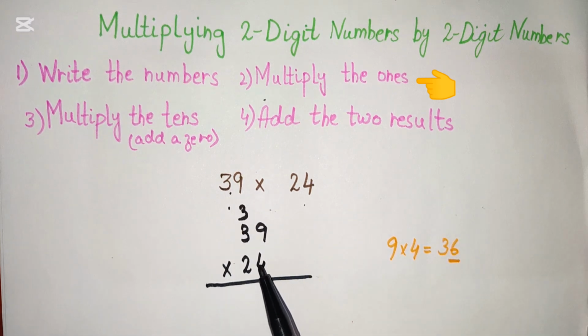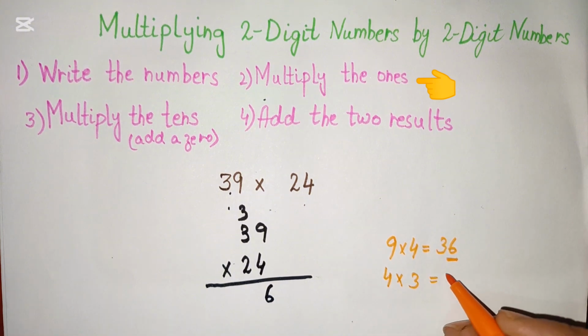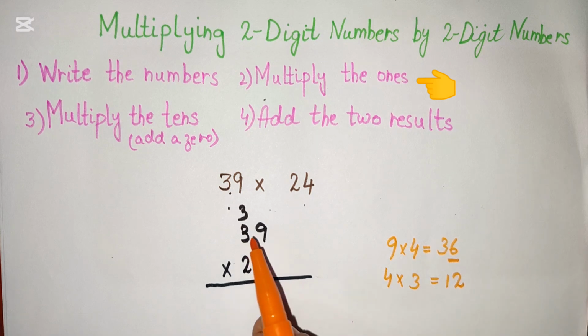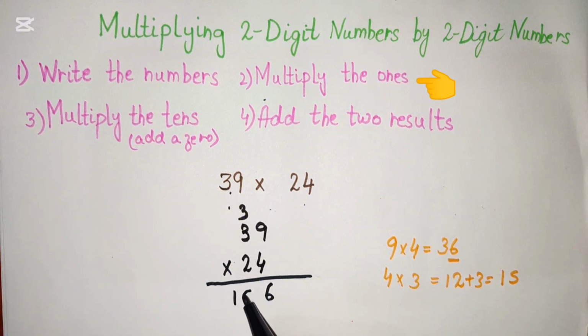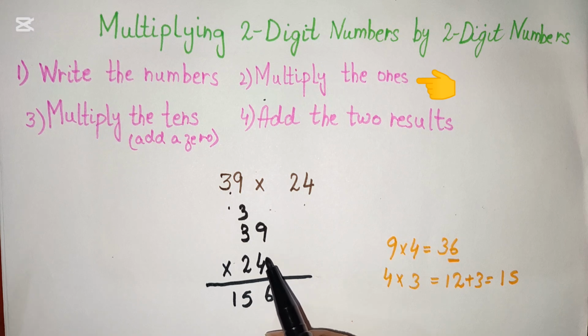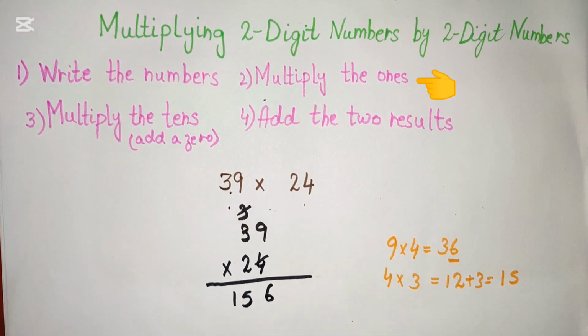Now we will multiply 4 by 3. We know that 4 times 3 is equal to 12. 12 and this 3, 12 plus 3, will become 15. So we will write 15 here. Now 4 is done. So we will cut the 4 so that there should not be any confusion.